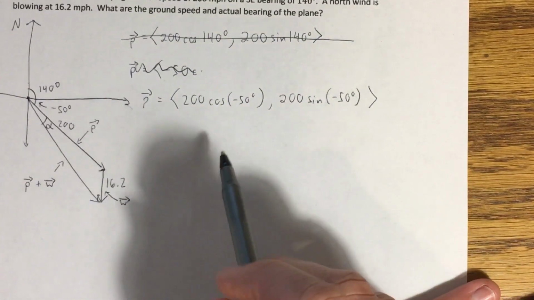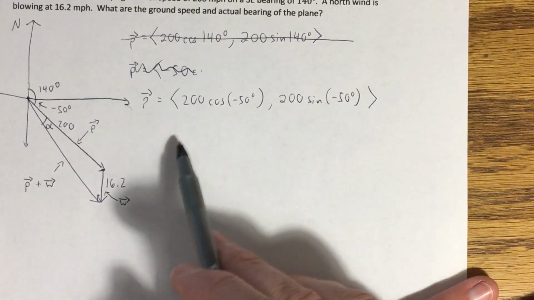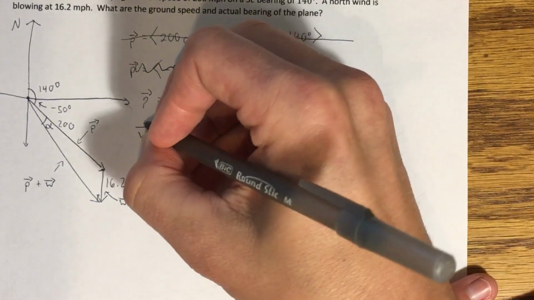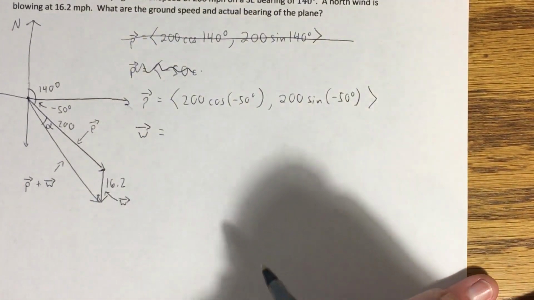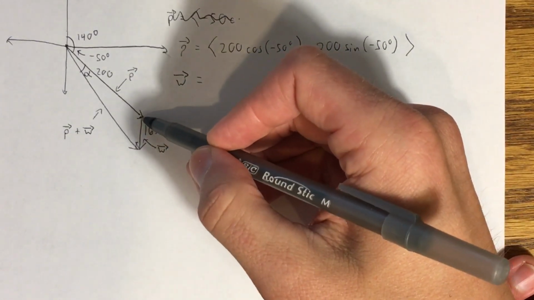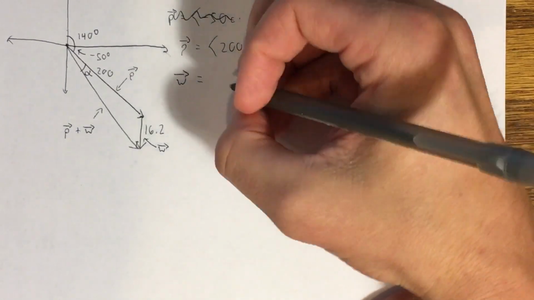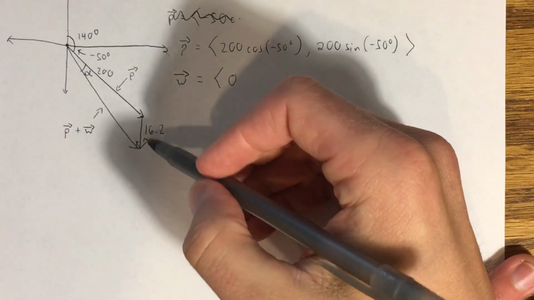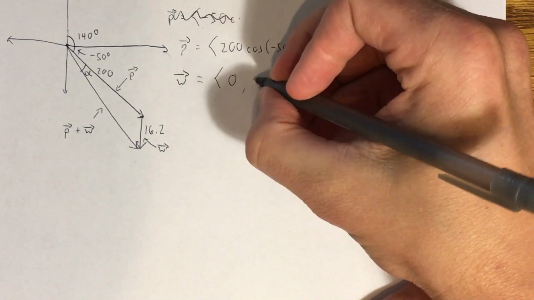Okay, that would be the component form. And we can go plug these into calculators, but I'm going to leave this as is for now. The wind, I'm going to go about this a different way. Notice the wind is pointing downwards. It has no horizontal component as I go from the initial to the terminal point, so its horizontal component would just be 0. Its vertical component would be negative 16.2.